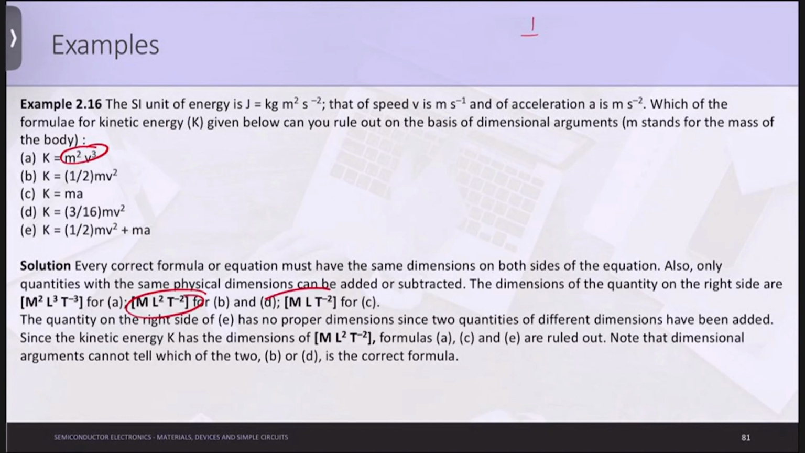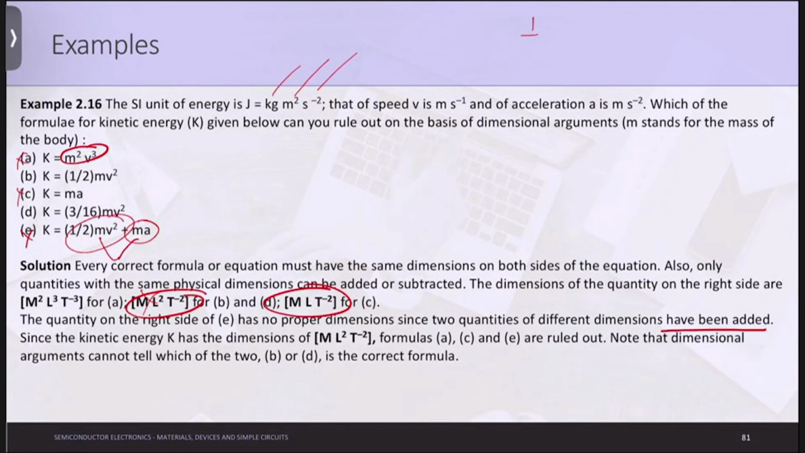For B it is this, for C it is this, and the quantity on the right hand side of E has no proper dimensions because it's energy multiplied by force here. So basically you cannot add a force and an energy. Since two quantities of different dimensions have been added, and since the kinetic energy has a dimension M¹ L² T⁻², formulas A, C, and E are ruled out. As you can see, E is directly ruled out. A is having different quantities, so this is also ruled out. And what else is ruled out? C is also ruled out because energy cannot be equal to this force.